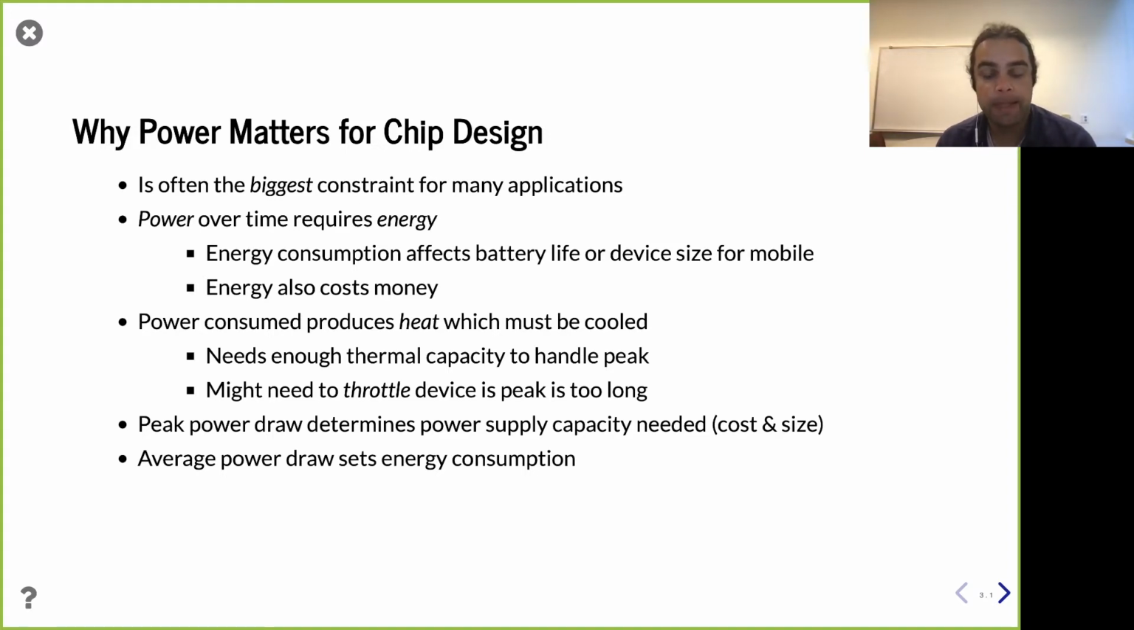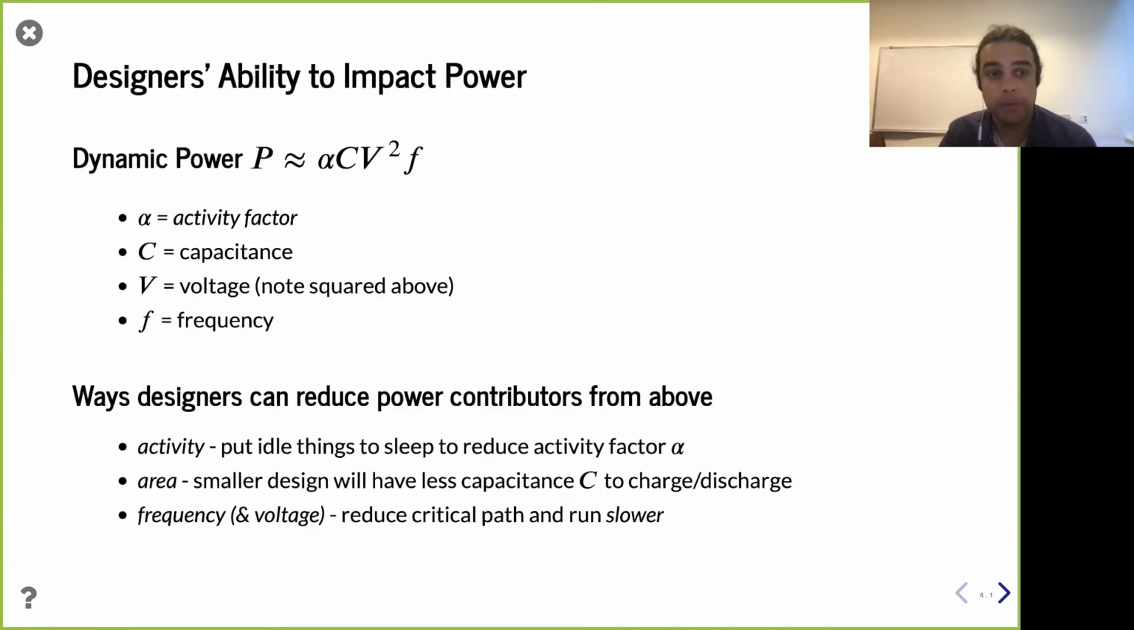Cool. And so that's a lot of details on power and energy. Maybe I'll just pause here and wait for any questions. Cool. Okay. Well, we can keep going.